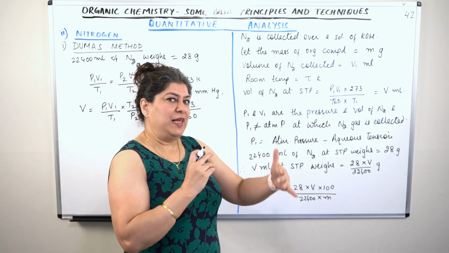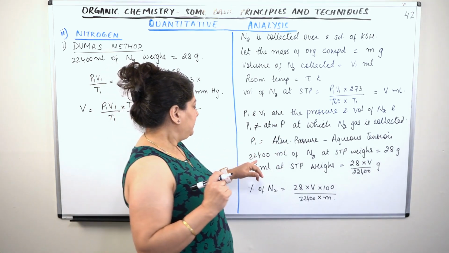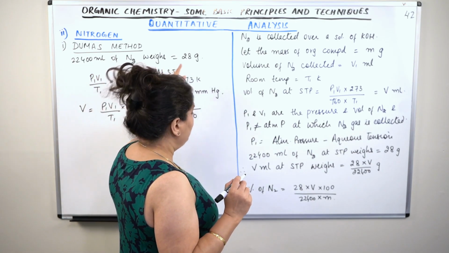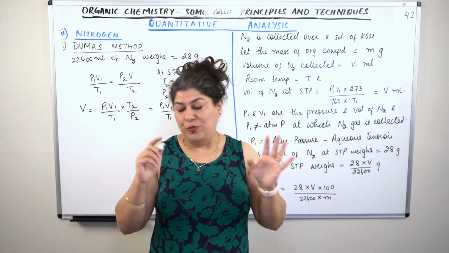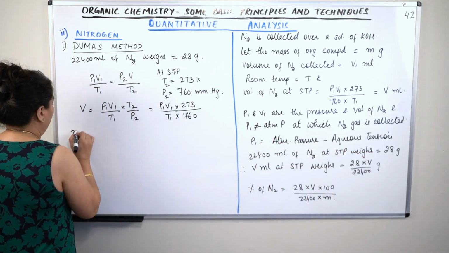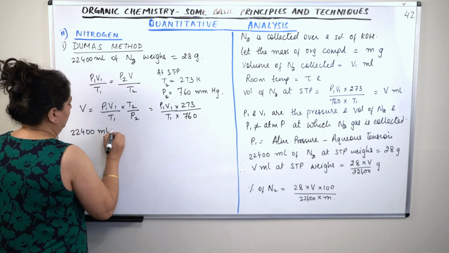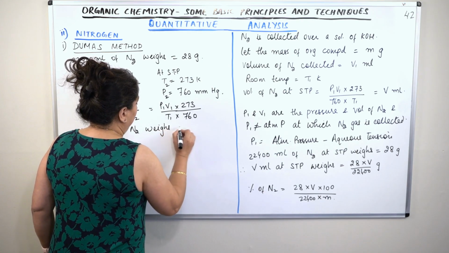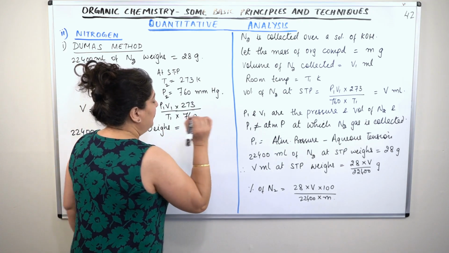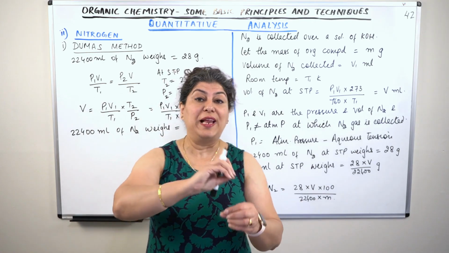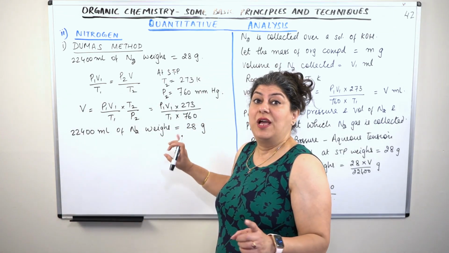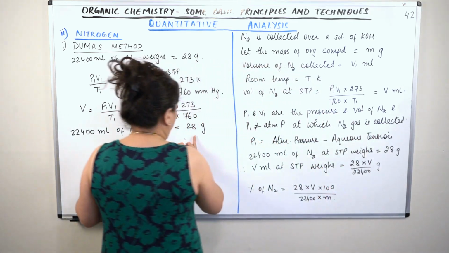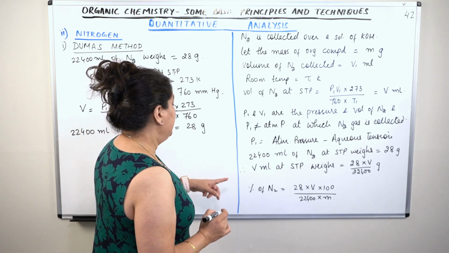So after having crossed that hurdle, what do we know? We know that 22.4 liters or 22400 milliliters of nitrogen weighs 28 grams. So we will start with this: 22400 ml of nitrogen weighs 28 grams. Now we are going to calculate the mass of nitrogen from the volume. Once we get the mass of nitrogen, we can calculate the mass percentage.